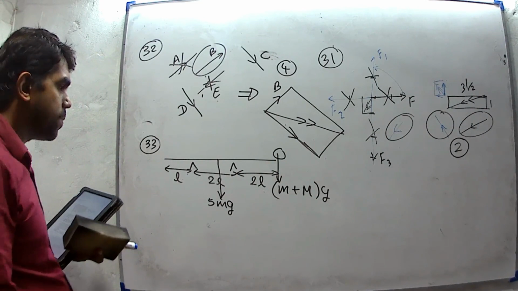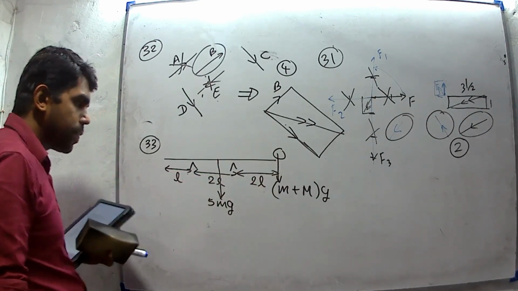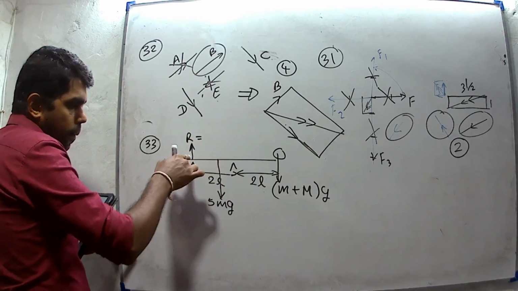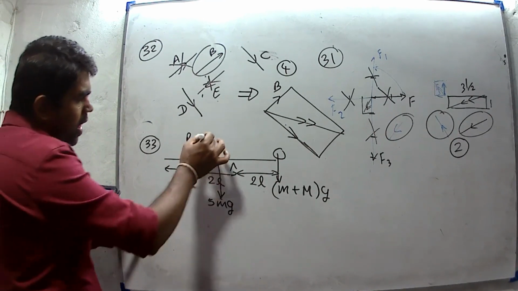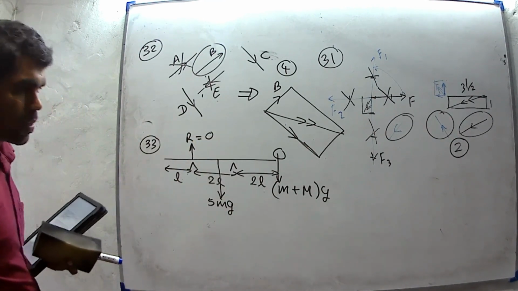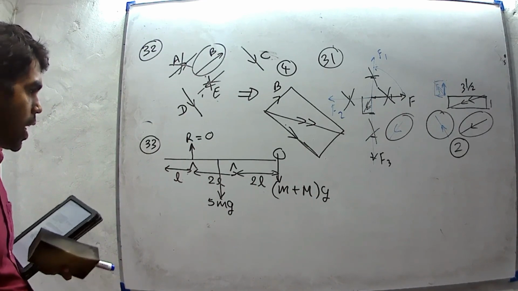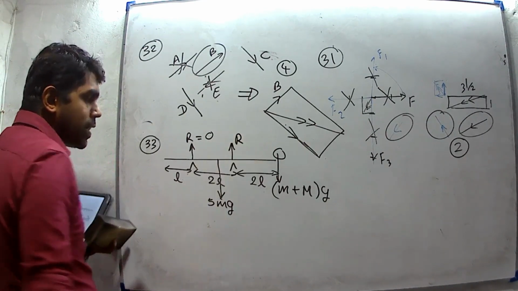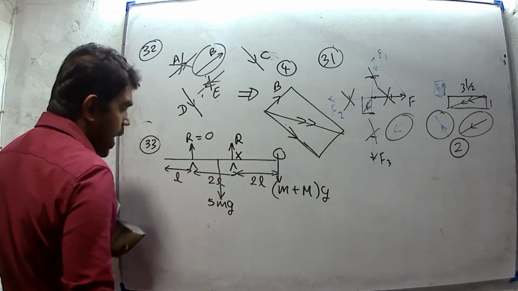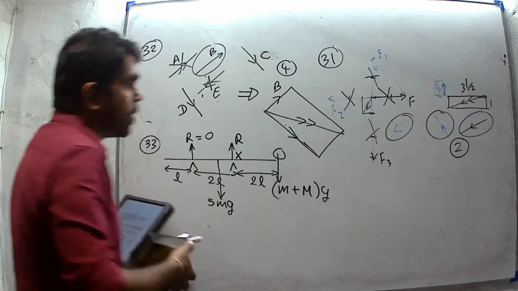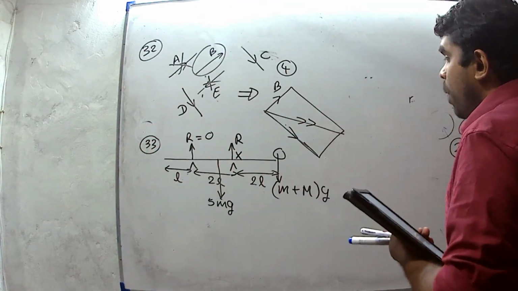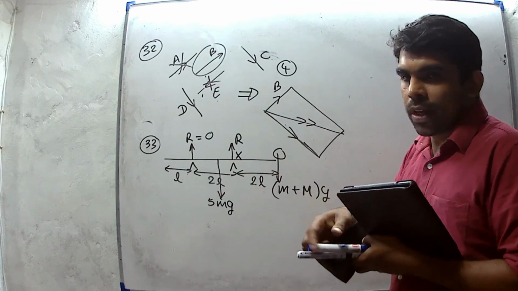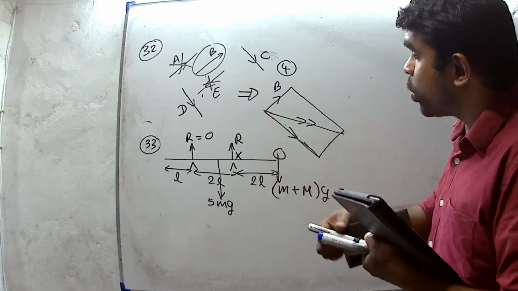Then we can consider at this place the reaction of this support should be 0 for toppling. If it is not toppling, we have to consider the limiting equilibrium. And there is a reaction at this place. We can consider torque around point X. When taking torque around point X, we can calculate without using capital R.